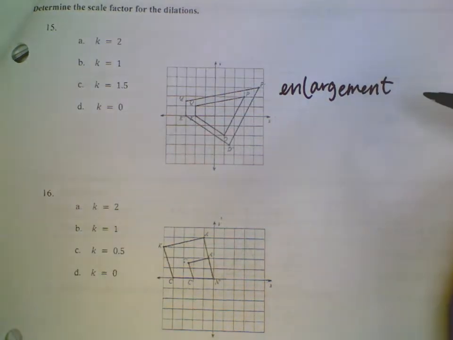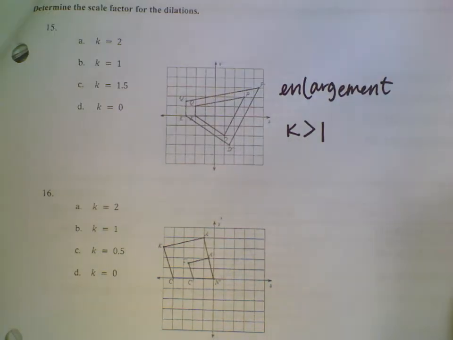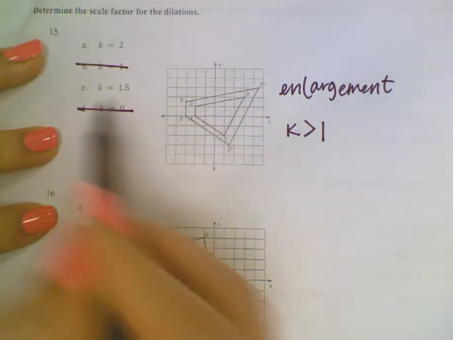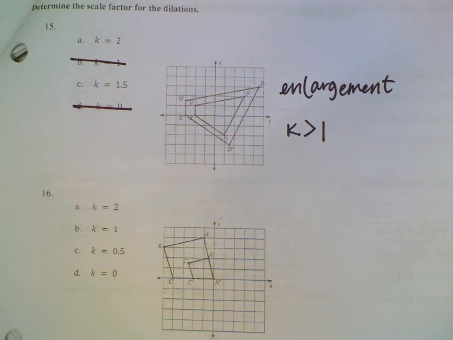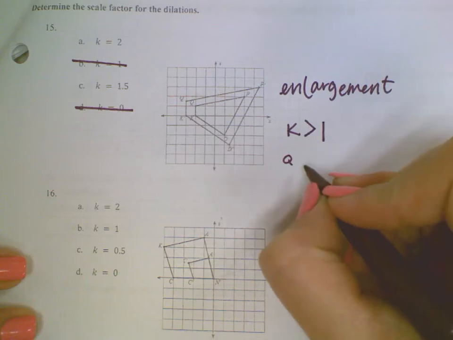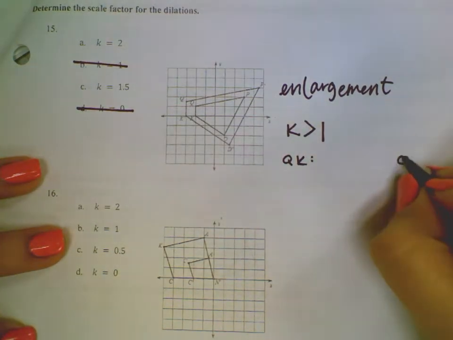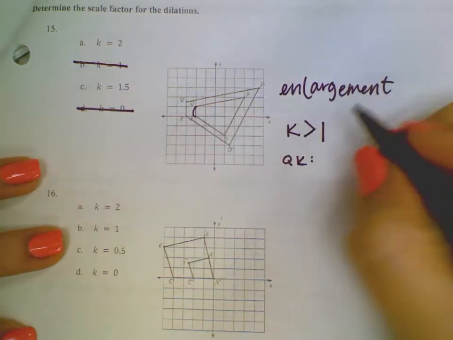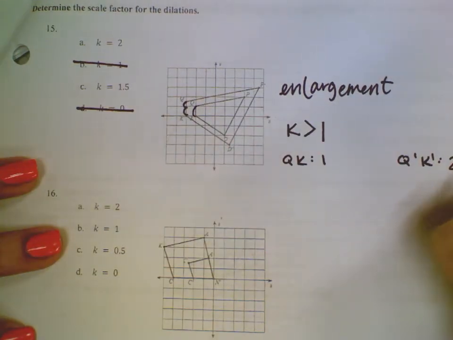If this dilation is an enlargement, that tells me that my scale factor has to be greater than 1. So that already rules out B and D. 1 is not greater than 1, 1 is equal to 1, and 0 is less than 1. So now what I'm going to do is look at the distance of QK and the distance of Q prime, K prime. So QK has a distance of 1, and Q prime, K prime has a distance of 2.